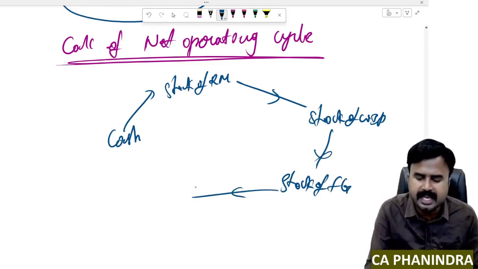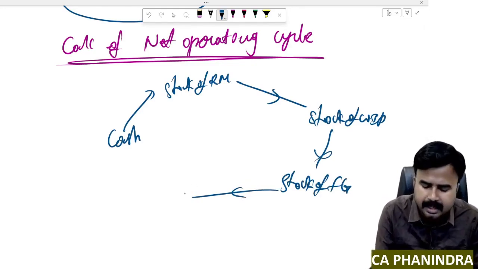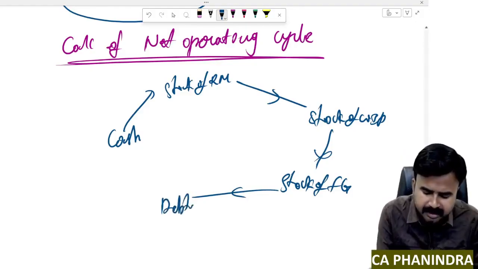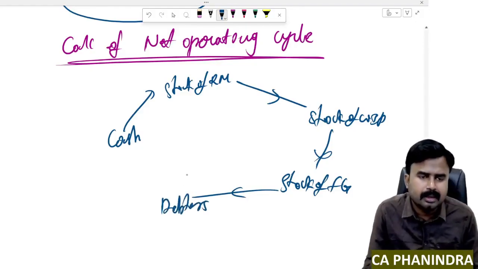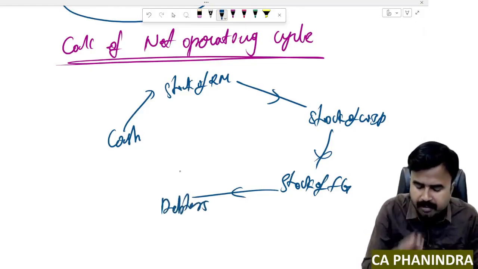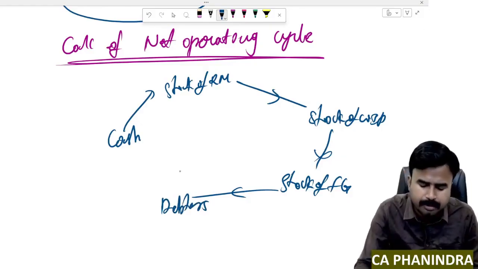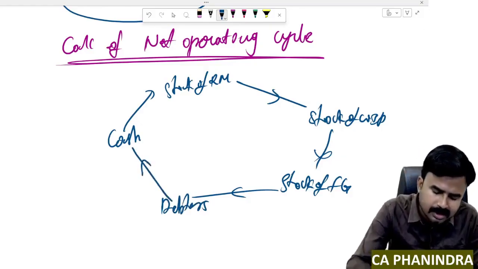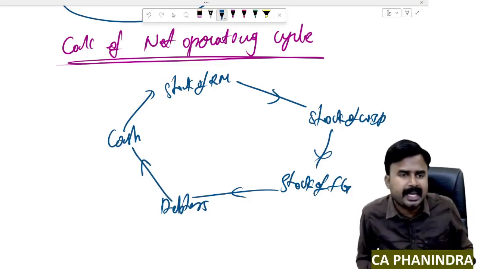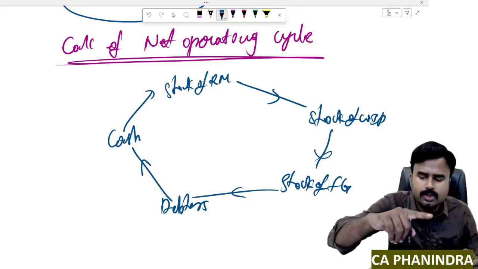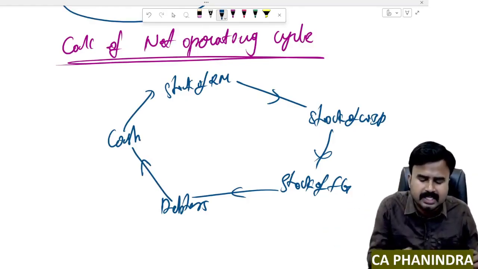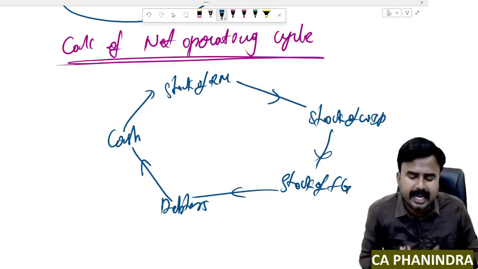Then after selling such finished goods, after holding them for a certain period, you'll get debtors. Again, every firm will take some time to collect these debtors or receivables, and finally I'll get cash. So cash will be converted to raw material stock, then work in progress, then finished goods, then debtors, and finally I'm going to get cash.